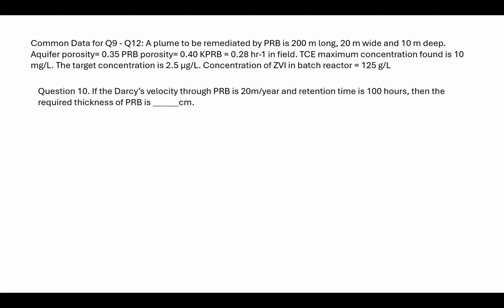And for the given retention time, there was a final equation which we got: retention time is porosity into volume of the reactive barrier divided by Q. So using this equation, we can find out the thickness of the PRB. First we have to find out discharge. Darcy's velocity is given as discharge by cross-sectional area.